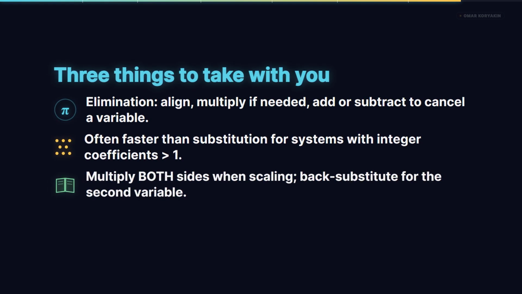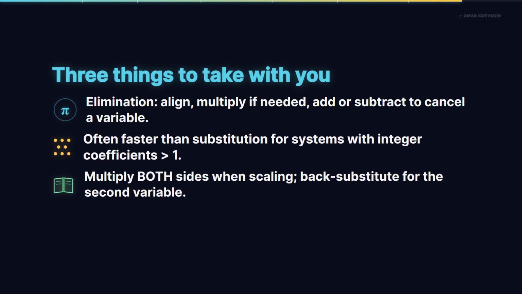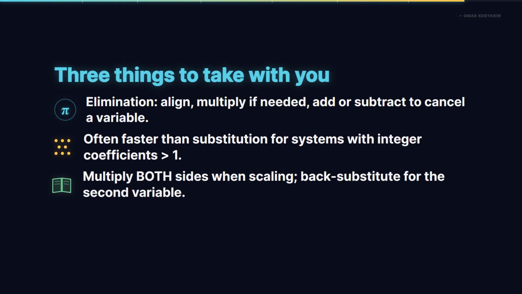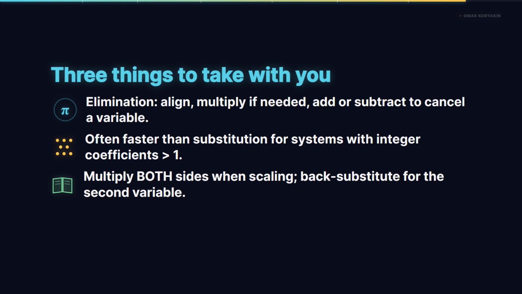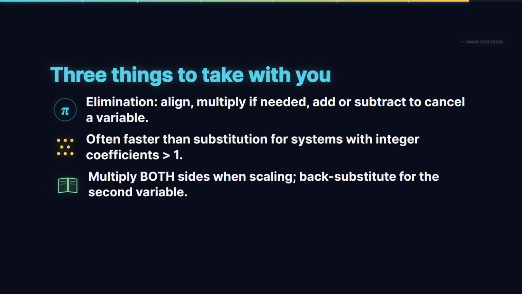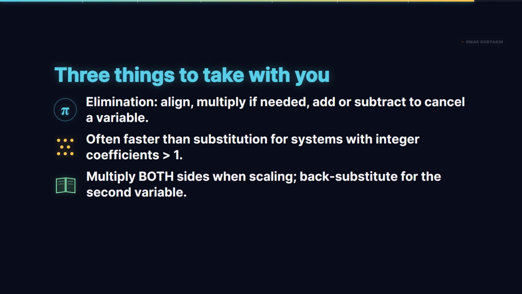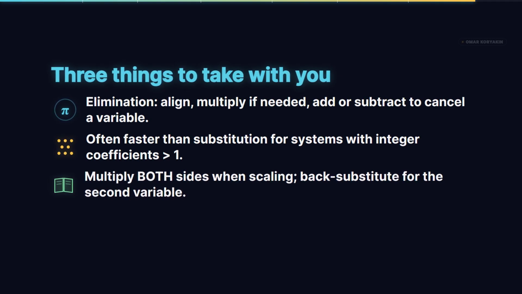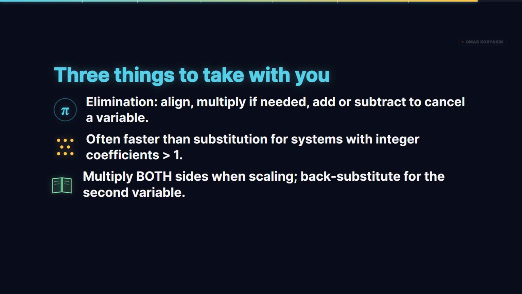Third, two craft details prevent the most common elimination errors. When multiplying an equation by a constant, multiply every term on both sides of the equation, not just the variable terms on the left side of the equation. The constant on the right side also gets multiplied by the same factor, exactly as the Section 3 balance principle for equation manipulation requires. And after solving for one variable through elimination, always back substitute into either of the two original equations to find the other variable. The solution requires both values, not just one.